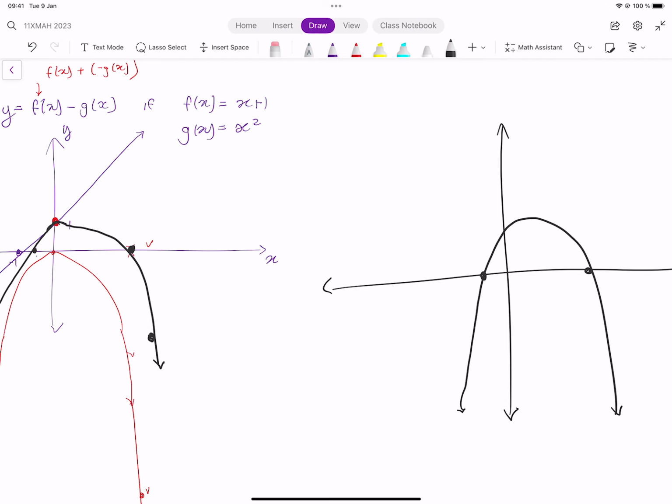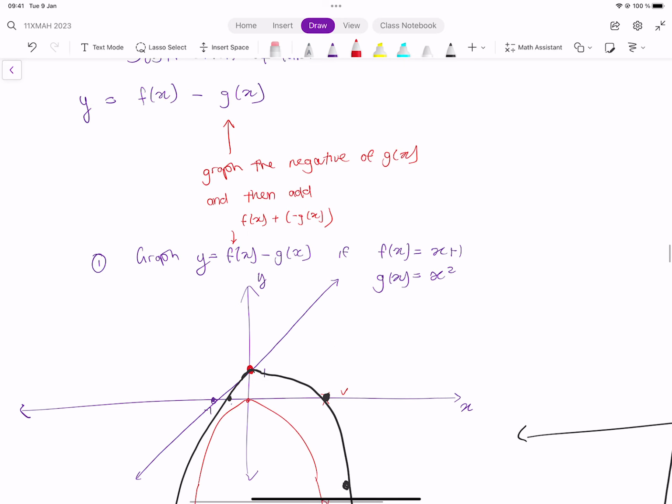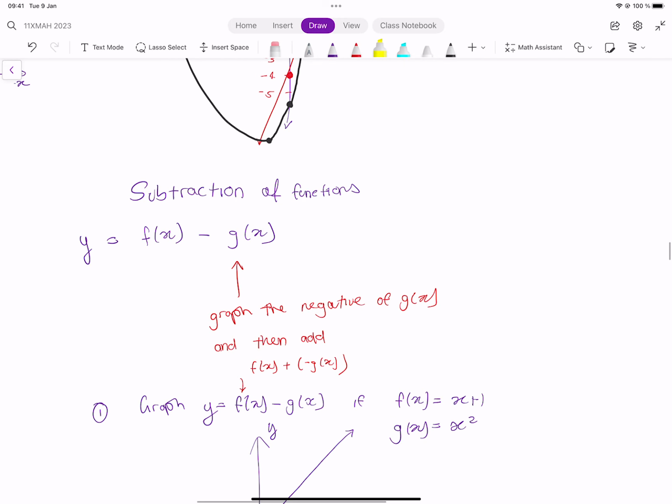So that's the subtraction of graphs. The subtraction of graphs is very similar to the addition of graphs, but instead, we graph the negative and then add f of x plus minus g of x like we would normally add graphs. Okay, hope that makes sense.